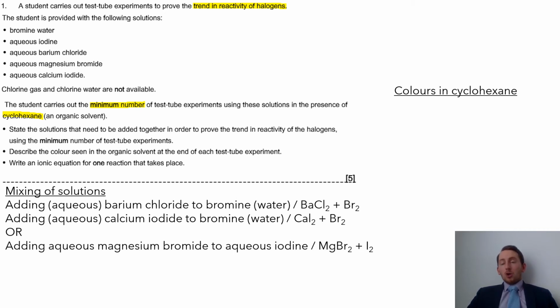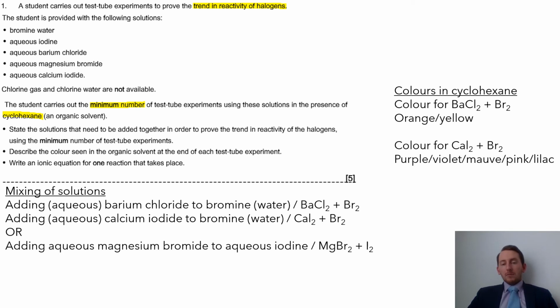Now you then need to talk about your colours in cyclohexane for the reactions that you've done. Again, if you know this, then ideal. If not, then this is where you're going to start losing some marks. So we've already picked up 2 marks, we've got to try and get the other 3. For our first one, if we have barium chloride and bromine, we're getting an orange-yellow colour, so we get a mark for that. And for our calcium iodide and bromine, you get a bunch of different possibilities here, but essentially it's purple. Second mark there for that one.